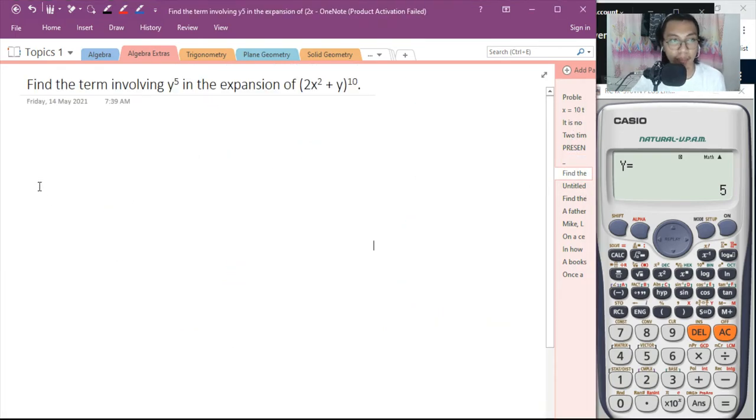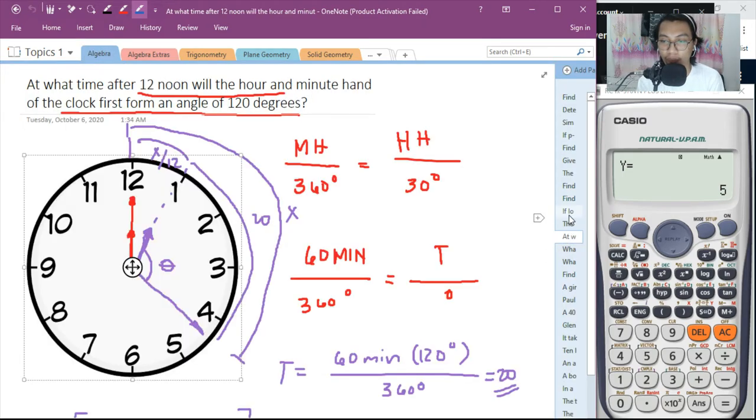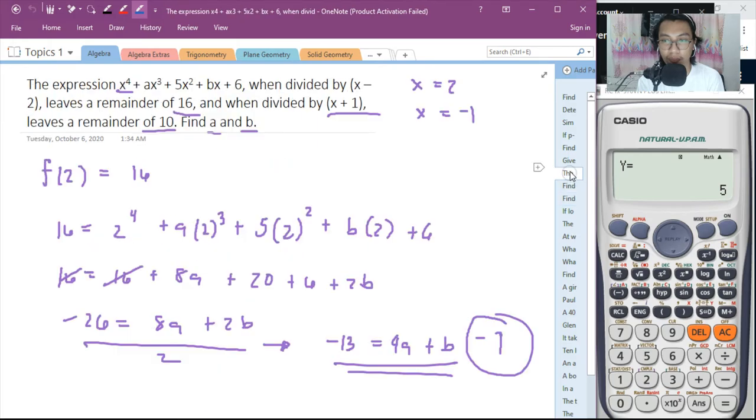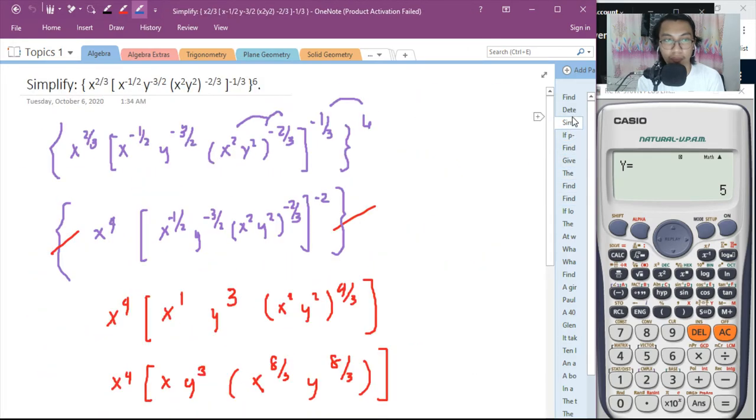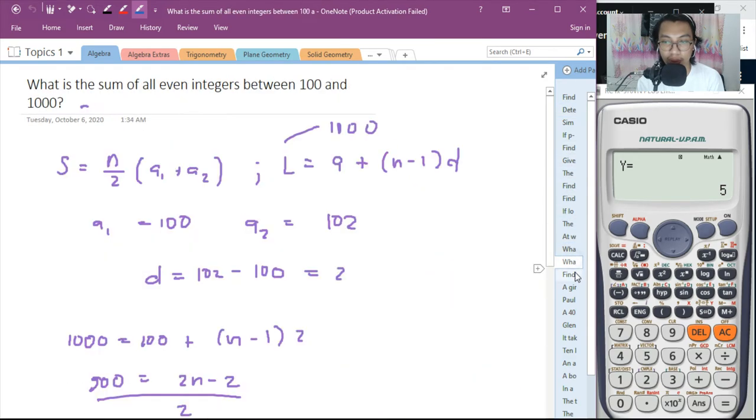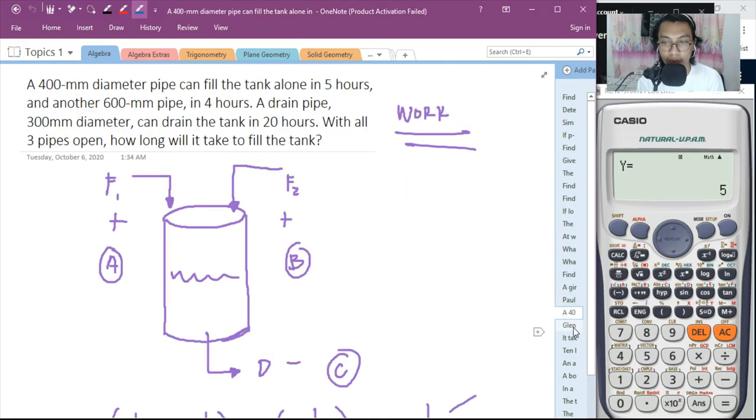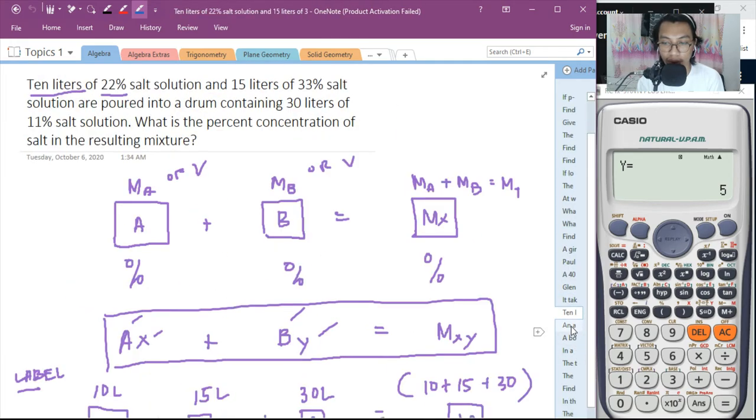How about problem number 7? Find the term involving Y5th in the expansion of 2X squared plus Y raised to 10. So, Y term ang hinahanap natin. So, paano natin malalaman na pang anong term siya? Paano nga ba? Meron akong tinurong technique dito sa algebra. Balikan nyo na lang yung video, nandun yun. Yung shortcut niya. Tapos ko na rin kasi ito, sobrang dami.